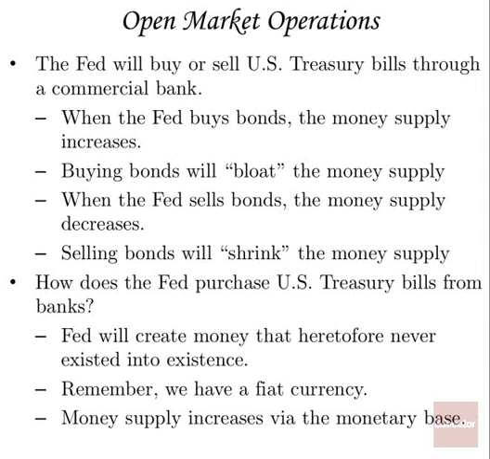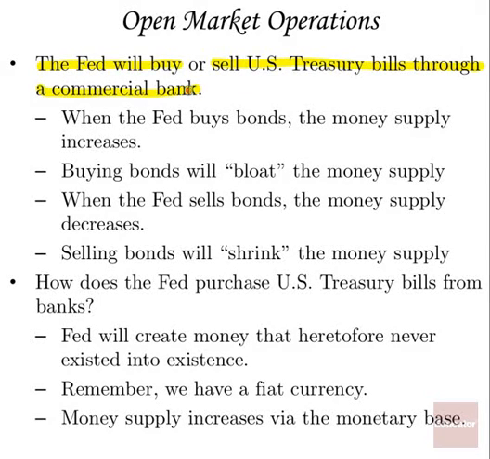So open market operations. One of the questions that you're going to see on the AP exam is, what is the tool that the Fed uses in terms of open market operations to change the money supply? So you can't say change the discount rate or reserve ratio. They're looking for open market operations, which is basically either buying or selling of government securities. So the Fed will either buy or sell U.S. Treasury bills through a commercial bank.